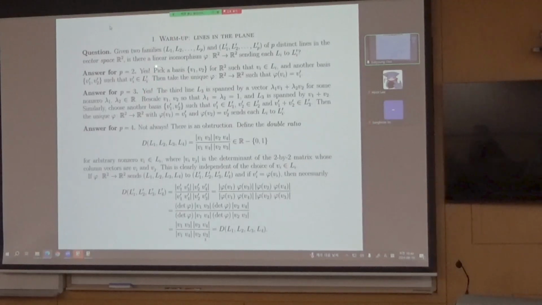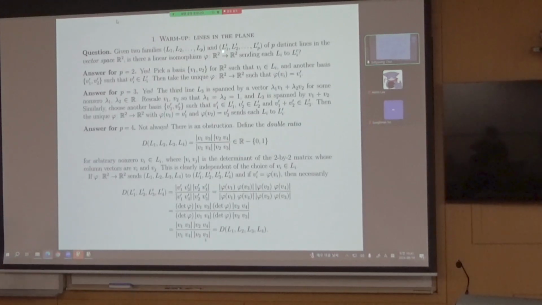3 lines, you have to think a little more. Because, okay, so you start like this. You take a basis where V1 is in L1, V2 is in L2, and then the third line is spanned by a vector, which is a linear combination of V1 and V2. And so what you do is that you can replace V1 by lambda 1 V1, and V2 by lambda 2 V2, and so in this case, you can make lambda 1 and lambda 2 equal to 1. In other words, you found a basis where the third line is spanned by the sum of the 2 vectors.